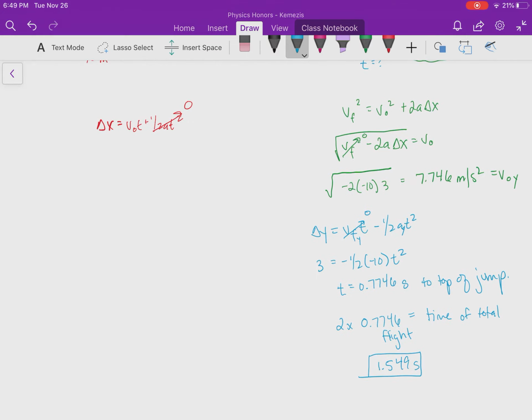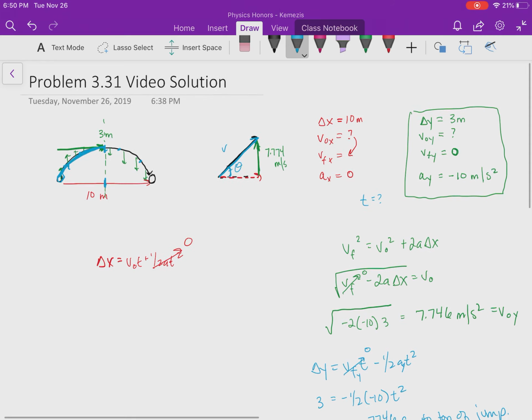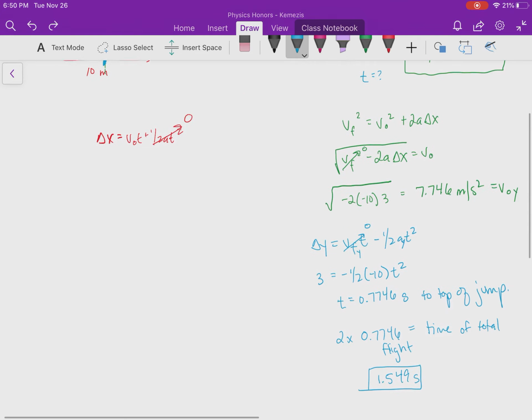what you're looking at. So I can't just take the 0.7746 seconds, because that is not the time it takes to jump 10 meters, right? Our displacement in the x. Would it in theory be the time it takes to get to 5 meters? Absolutely. You just need to make sure the numbers you're working with make sense for the situation. So I cannot take that half time and say that that's the time it took to go 10 meters.